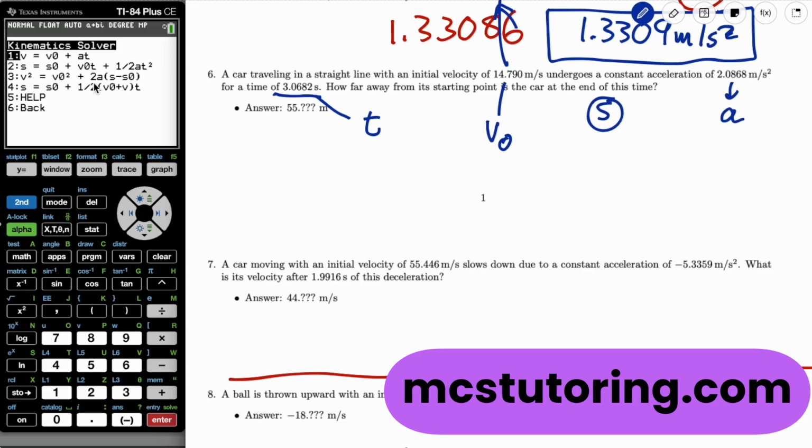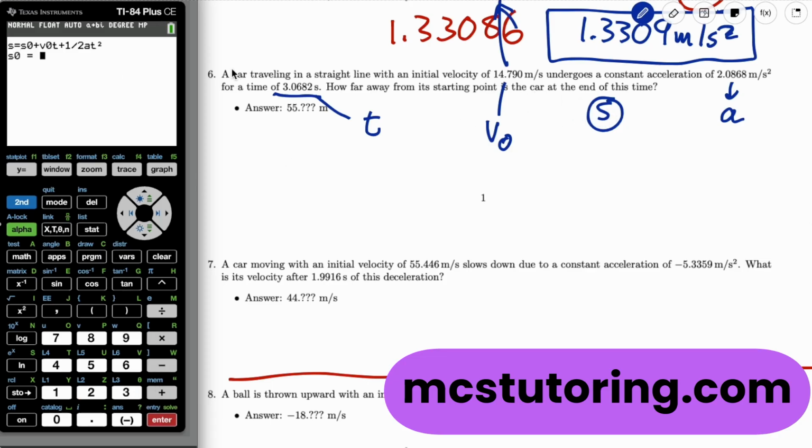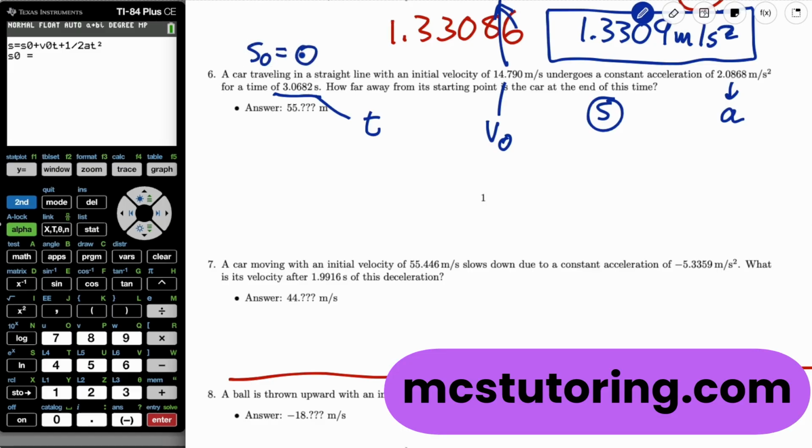So it looks like we're going to be doing this: S equals S sub 0 plus V0 t plus 1/2 a t squared. So option 2 here. And what are we looking for? We're looking for S, and I'm usually circling that position. And then, by the way, we assume the initial displacement or initial position is 0. So S sub 0 is 0. Just a little tricky thing, just like if we're at rest, V sub 0 is also 0.